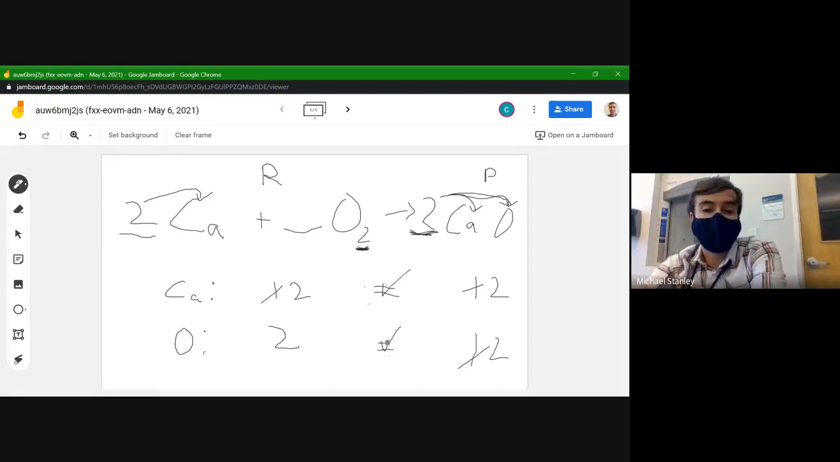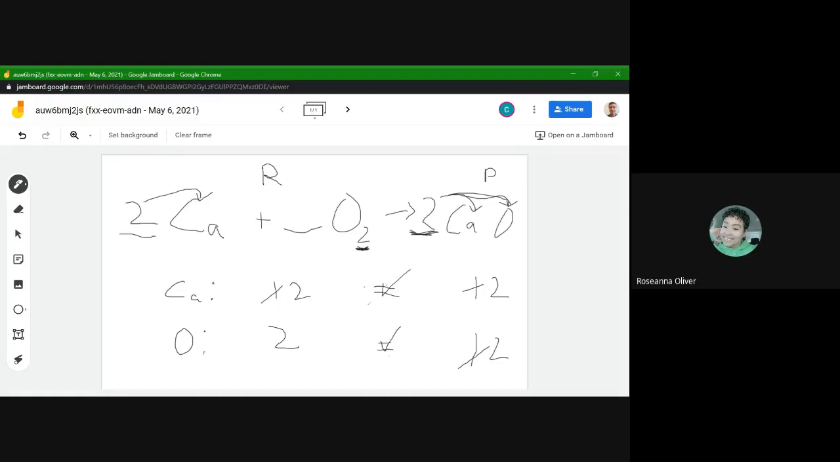All right, very nice work, everyone. We identified which atoms were out of balance. We adjusted the coefficients accordingly. We adjusted them again when we had to fix the Cas, and then we ended up with our final result. Any questions before we move on to the next example? Anything that we did in here that you're still not really sure about or kind of confused about why we did it?